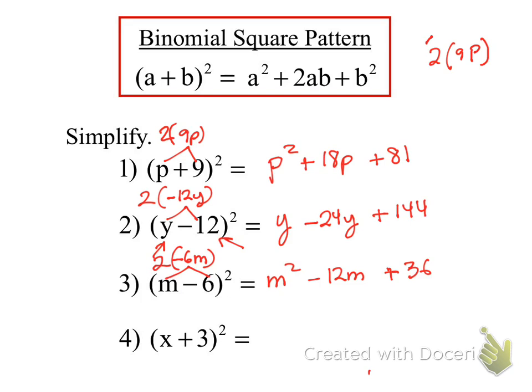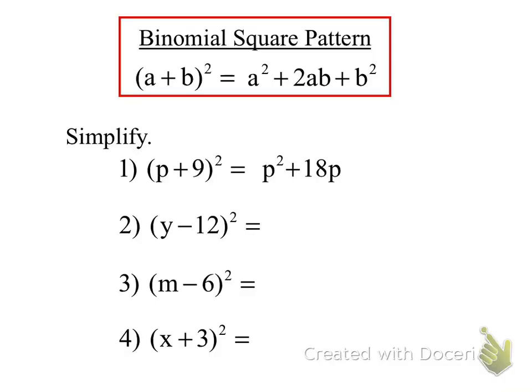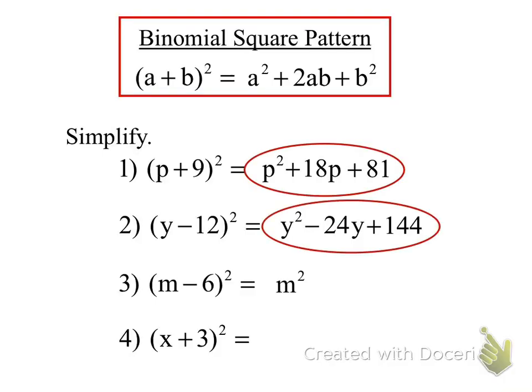Okay, Maddie, what do I do for number 4? X squared. Uh-huh. Then 9 at the end. Positive or negative? Positive. And the middle term, the linear term? The middle term would be 6x. Positive or negative? Positive 6x. You get the idea? Okay, these are binomial squares. Everybody say binomial square.